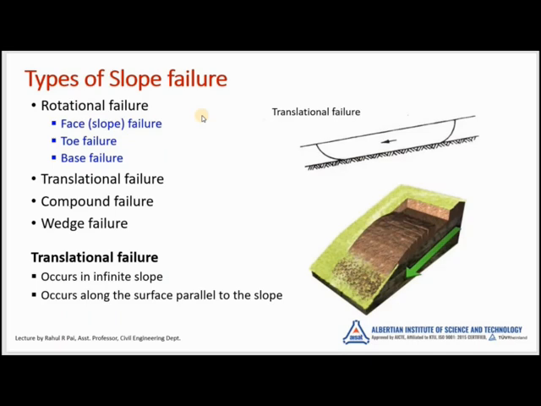First of all, let us discuss what a translational slope failure is. Translational slope failure usually occurs in infinite slopes, that means naturally occurring slopes. In the figure here you can see a translational slope failure, and the failure always occurs parallel to the sloping surface. This is the sliding mass, and it is always parallel to that sloping surface. So this is a translational slope failure, which always occurs in infinite slopes.